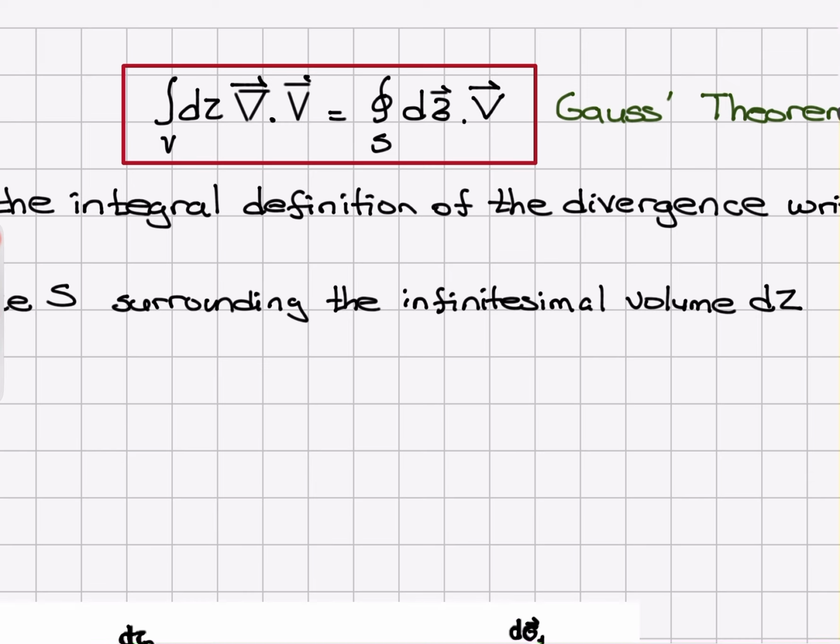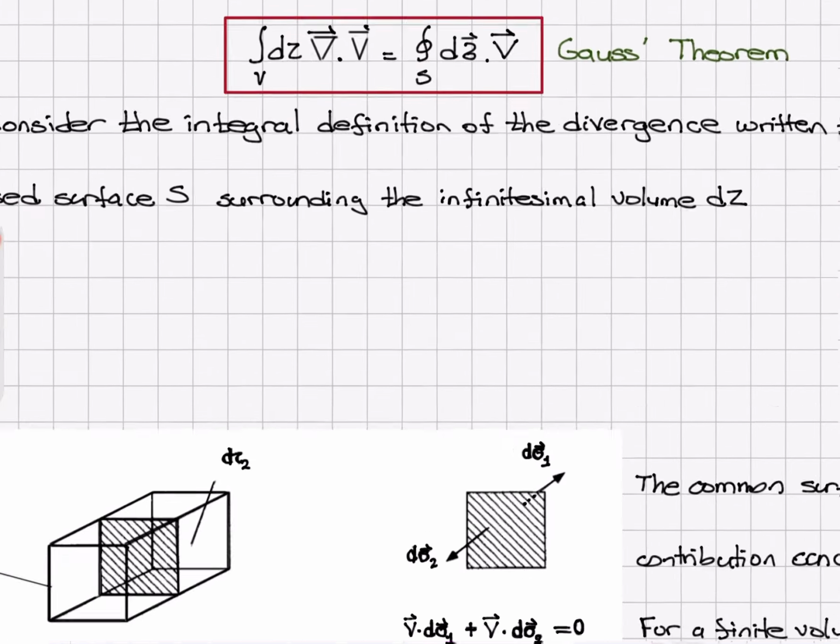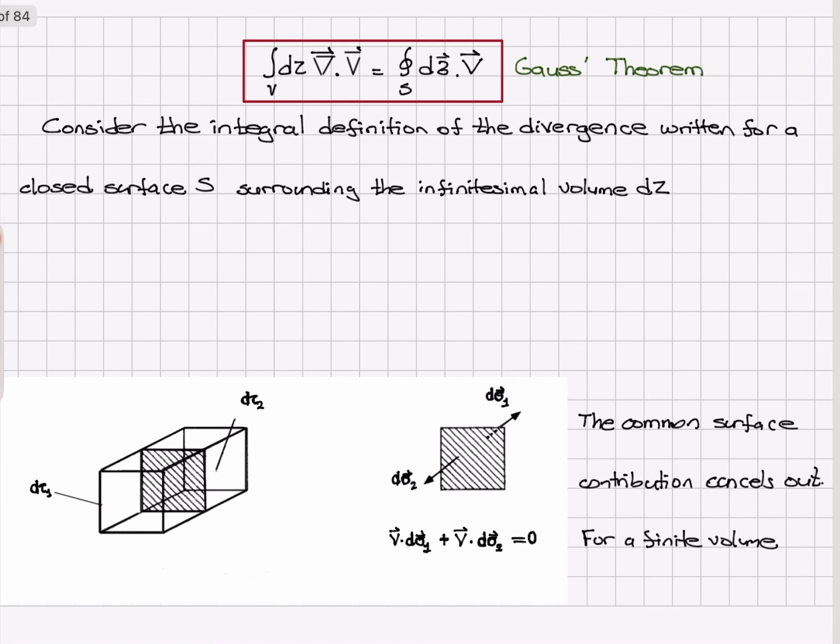So that will be defined by the boundaries of the volume over which we're taking this integral. So this is known as Gauss's theorem. And in order to show this, let's consider the integral definition of the divergence, which is written for a closed surface S surrounding the infinitesimal volume d tau.